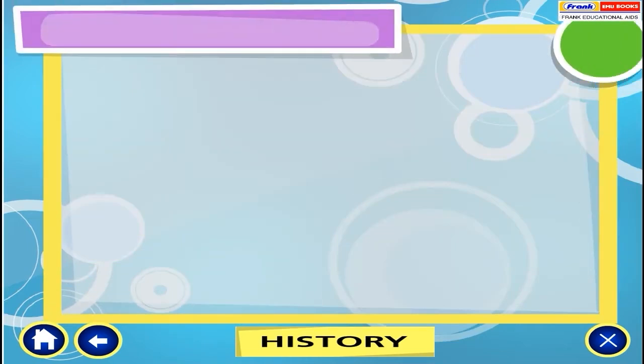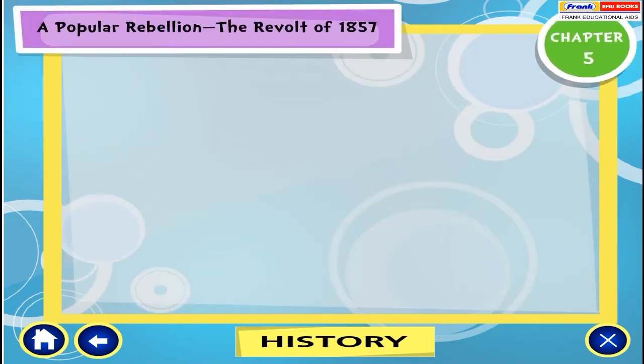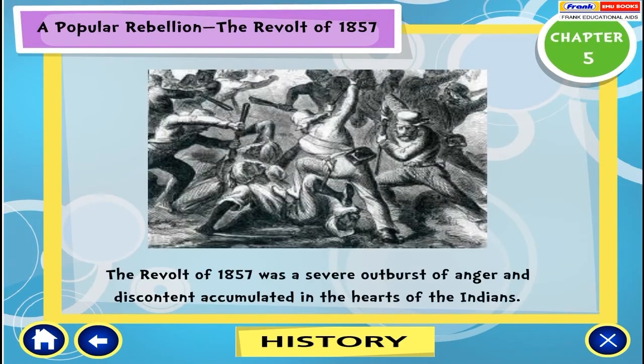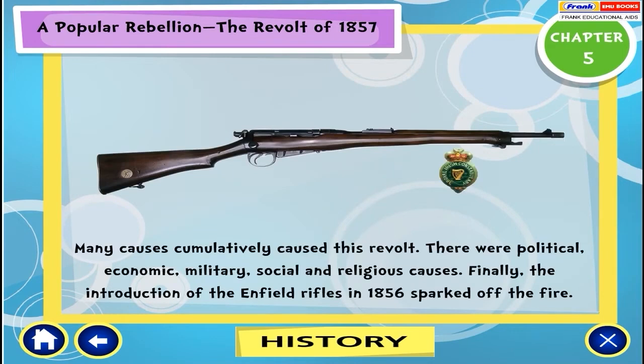A popular rebellion, the Revolt of 1857. The Revolt of 1857 was a severe outburst of anger and discontent accumulated in the hearts of the Indians. Many causes cumulatively caused this revolt. There were political, economic, military, social and religious causes. Finally, the introduction of the Enfield rifles in 1856 sparked off the fire.